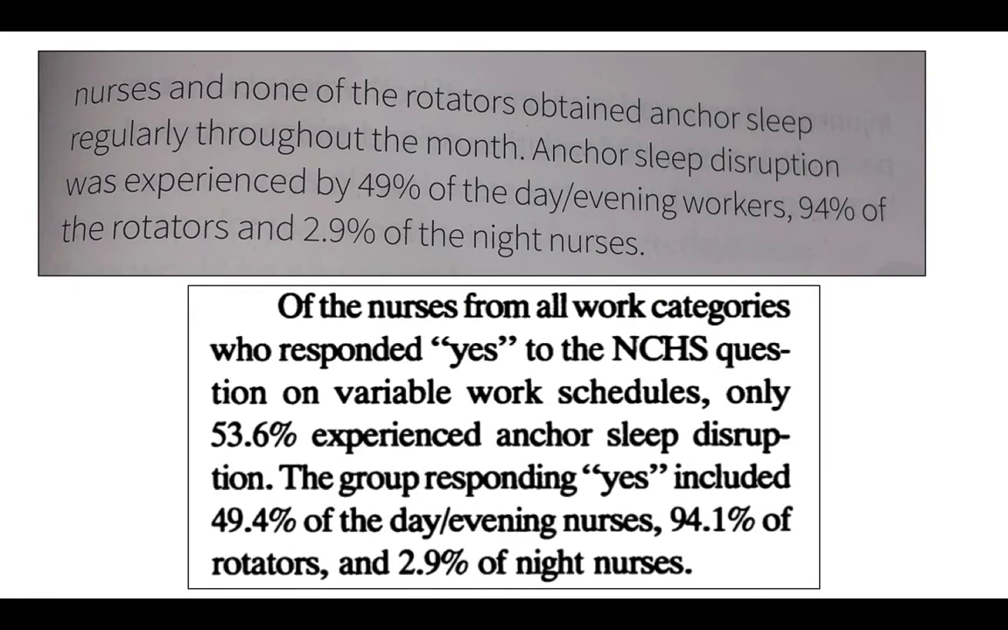Okay, so this is a little bit confusing for me. It says here, anchor sleep disruption was experienced by 49% of the day-evening workers, 94% of the rotators, and 2.9% of the night nurses. Of the nurses who answered yes to categories of the NCHS questionnaire on the variable work schedules, only 53.6% experienced anchor sleep disruption. The group responding yes included 49.4% of the day-evening nurses, 94.1% of rotators and 2.9% of night nurses. Okay, anyway, I find it a little bit confusing between both of these.